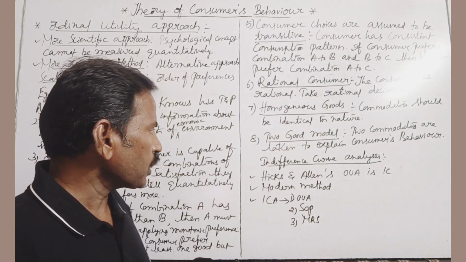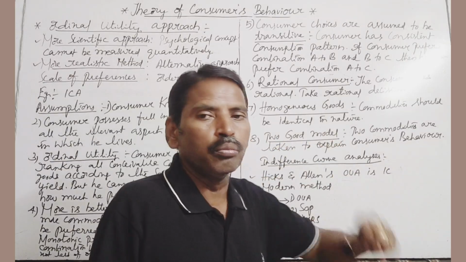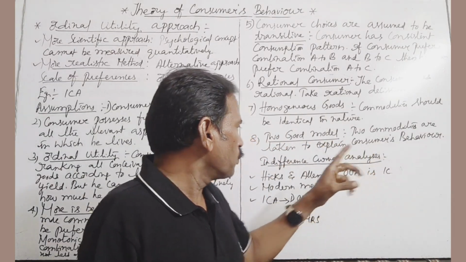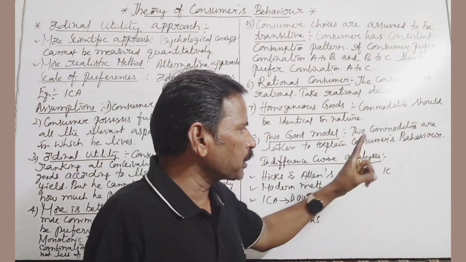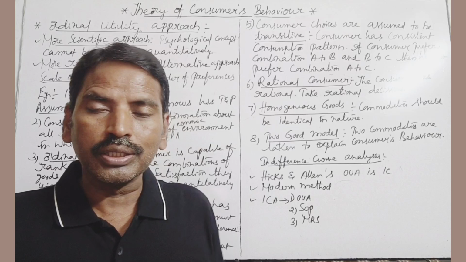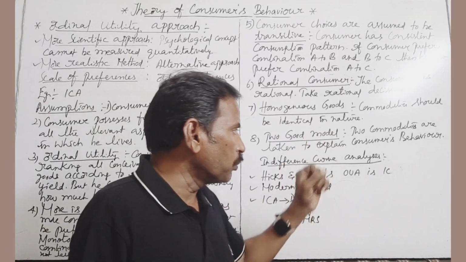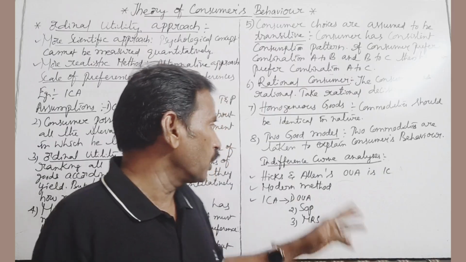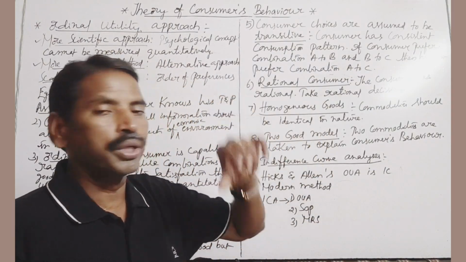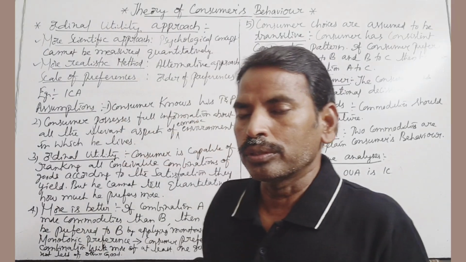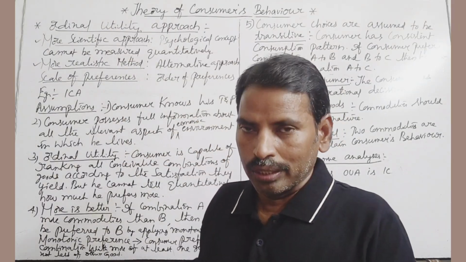Next, the eighth one, the two good model. Two commodities are taken to explain consumers' behavior. Indifference curve analysis takes two commodities to explain consumers' behavior. That is called the two good model or two commodity model. These are the assumptions of ordinal utility analysis.